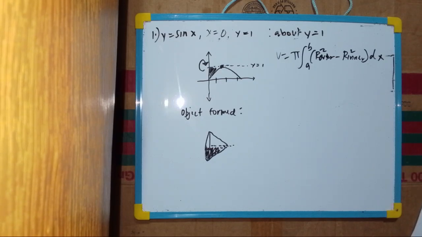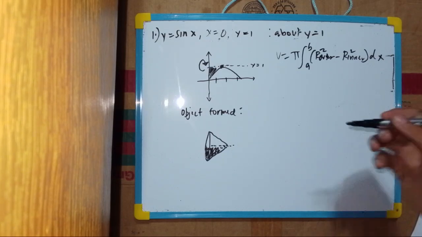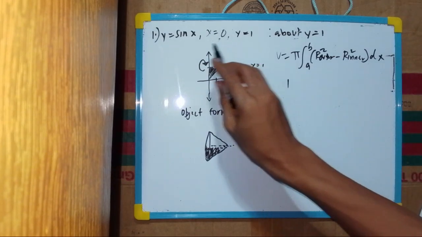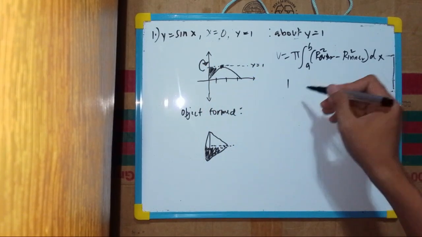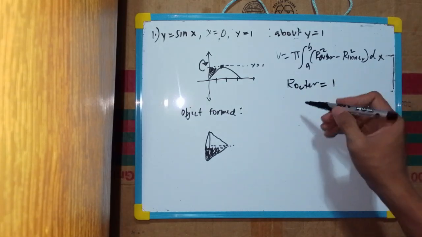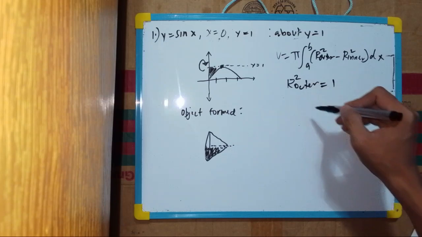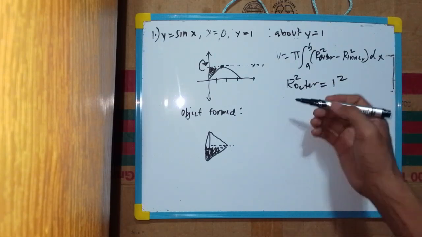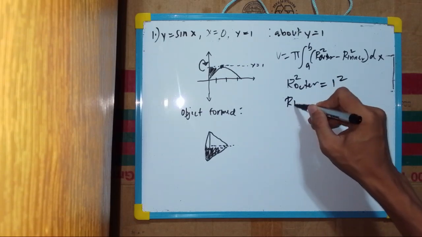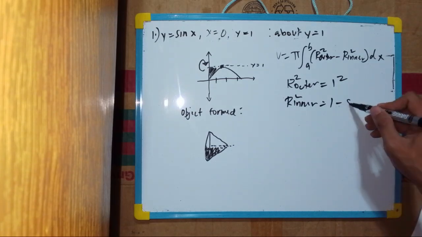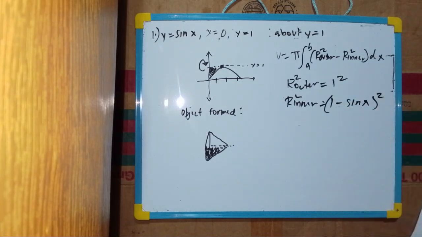So the outer radius will be from 1 to 0, so we have 1. So 1 is our outer radius. So r squared outer will be 1 squared. Then the inner radius will be from 1 to sine x. So we have 1 minus sine x, squared.